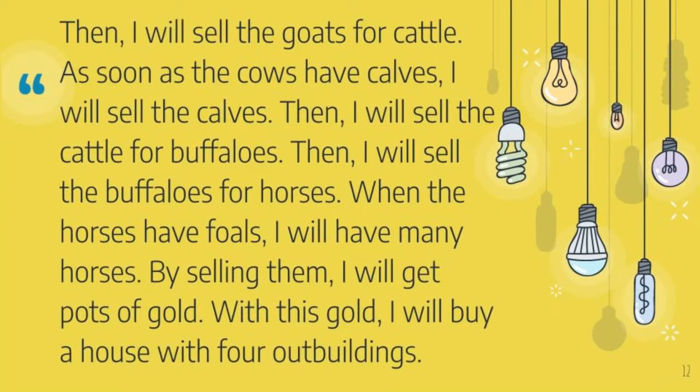Then I will sell the goats for cattle. As soon as the cows have calves, I will sell the calves. Then I will sell the cattle for buffaloes. Then I will sell the buffaloes for horses. When the horses have foals, I will have many horses. By selling them, I will get pots of gold. With this gold, I will buy a house with 4 outbuildings.